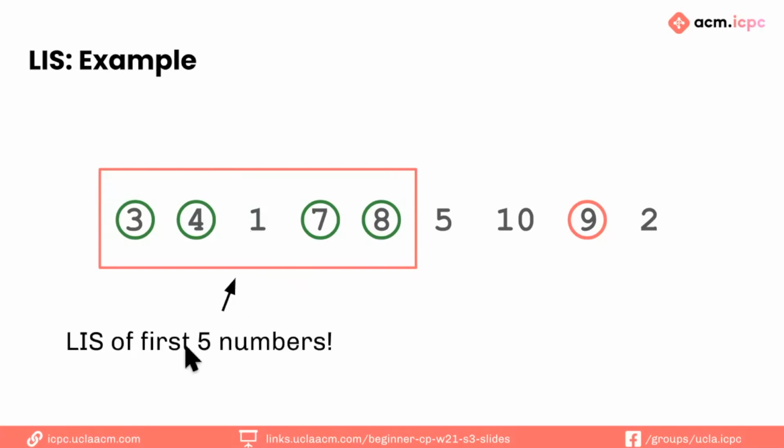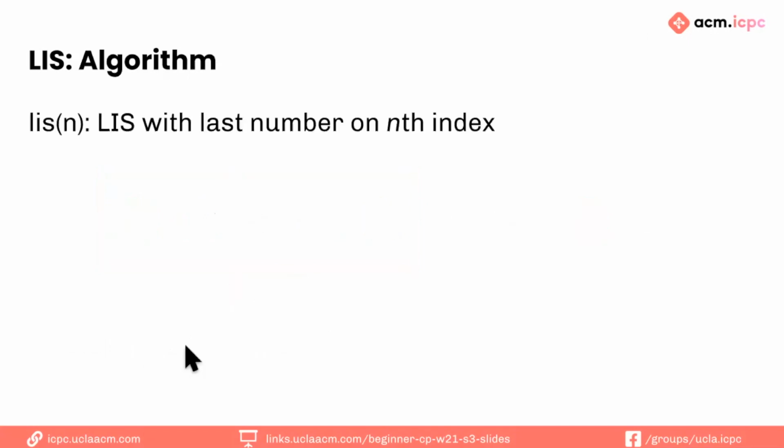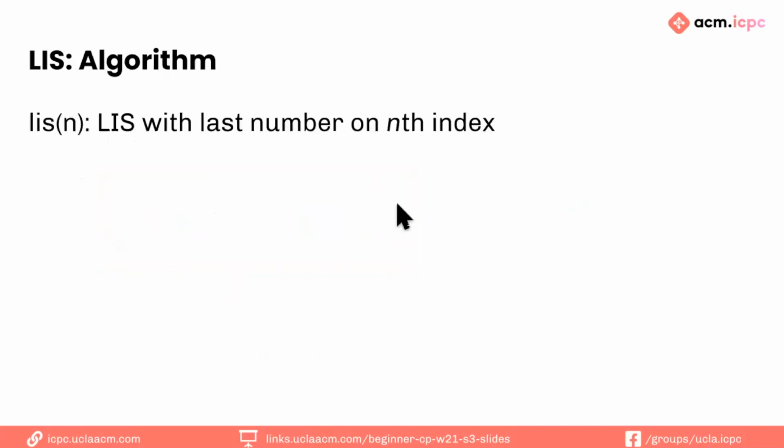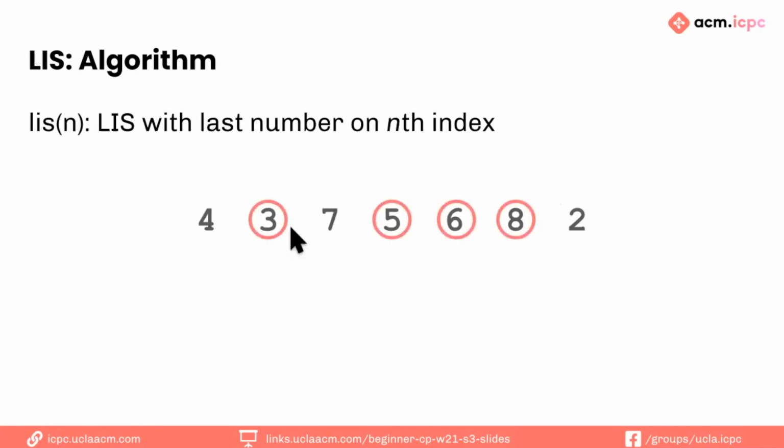This is the LIS of the first 5 numbers, but to formalize this a little more, we'll look at a smaller sequence, and we'll define LIS of n to be the LIS with the last number on the nth index. For example, this would be LIS of 4 because it ends on the 4th index. Let's look at a slightly simpler example: 4, 3, 7, 5, 6, 8, 2. Really quickly, the longest increasing subsequence here is 3, 5, 6, 8, so length 4.